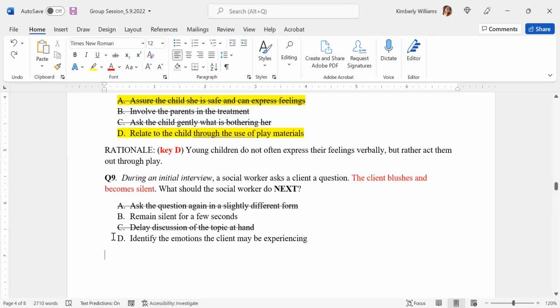How do you identify the emotions? Can somebody give me an example of that? So, like if you're blushing and you sit back in your seat or something like that. Maybe it's body language. Okay. So what about remaining silent for a few seconds? Is that something that we would do or not do, or any rationale around that? What's that about?